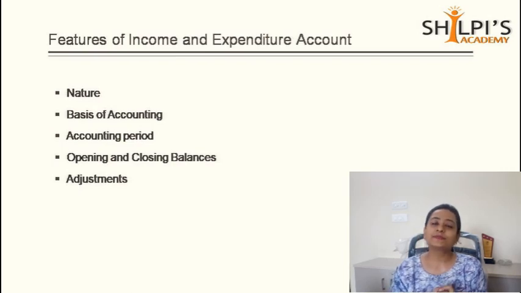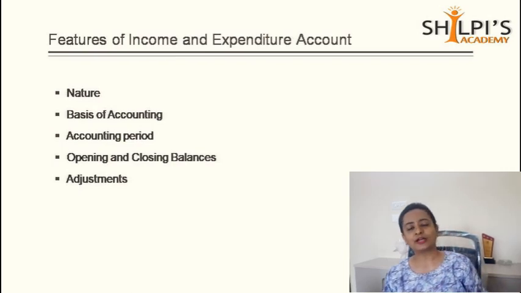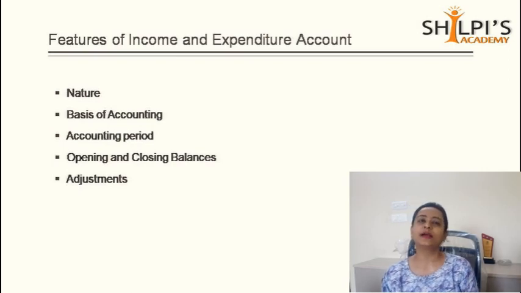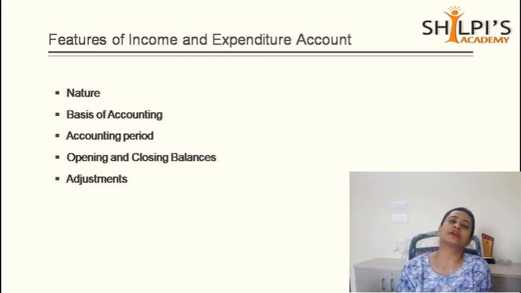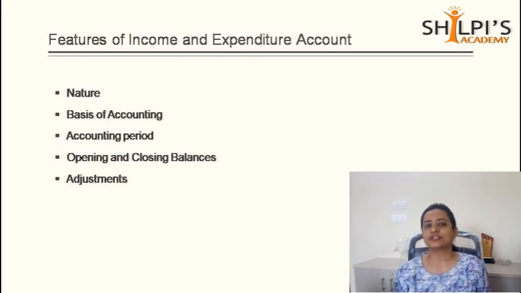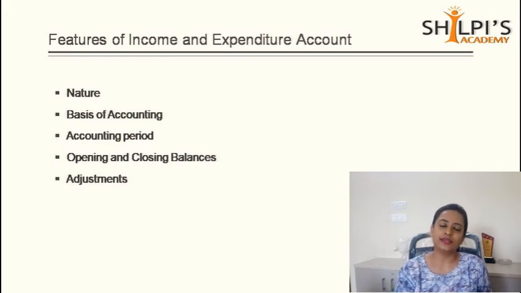Right? The next part is your adjustments. In receipts and payment account, there were no adjustments. However, in income and expenditure account, all the adjustments have to come. So whether any outstanding, whether any prepaid, any depreciation, all these adjustments have to be done in the income and expenditure account.